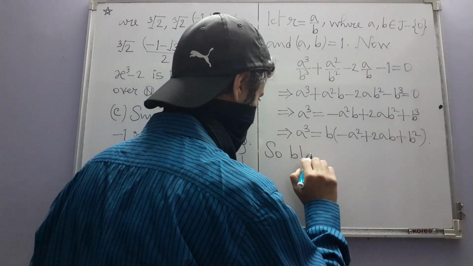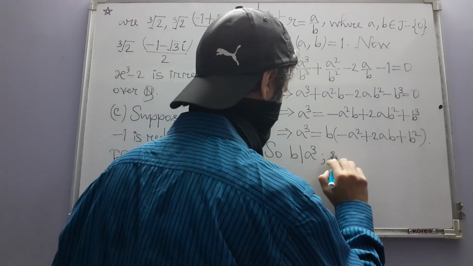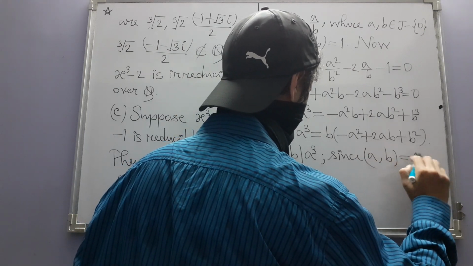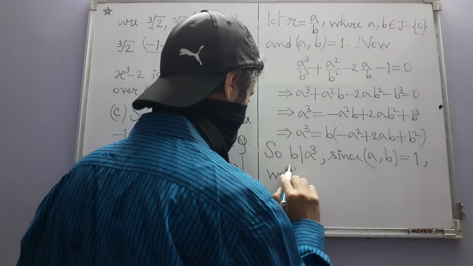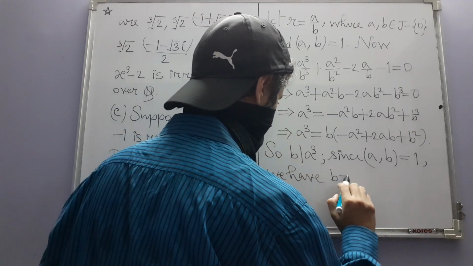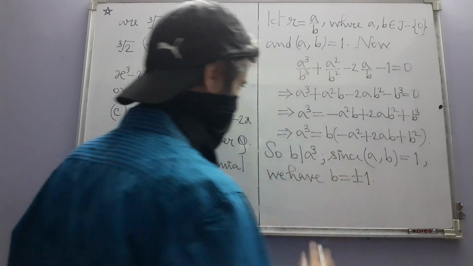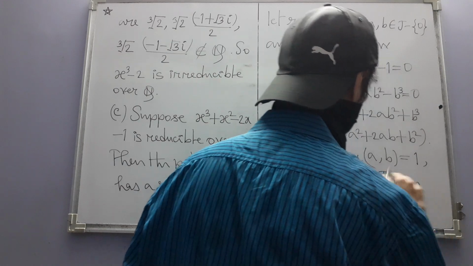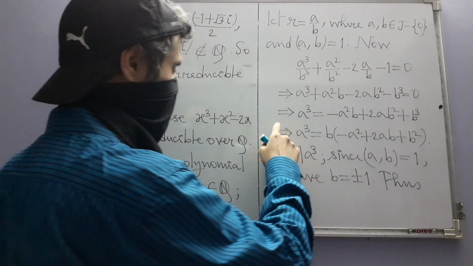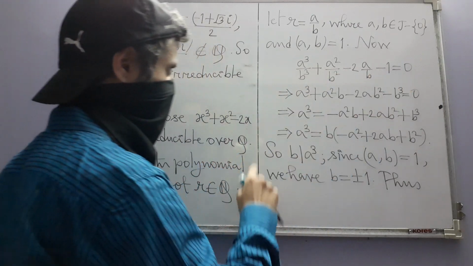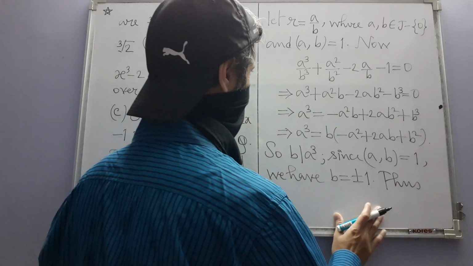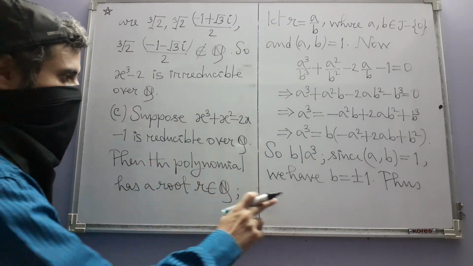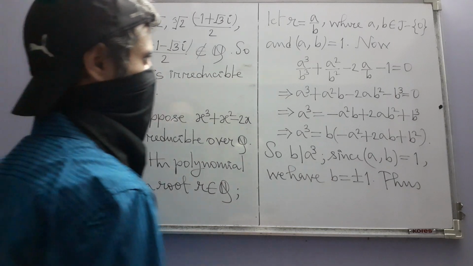so B divides A cube, and since A and B are relatively prime, so B is either plus 1 or minus 1. So now this equation, or rather here itself you can consider, because B is going to vanish, right? B will vanish means of course two cases will come according as B is plus 1 or minus 1.